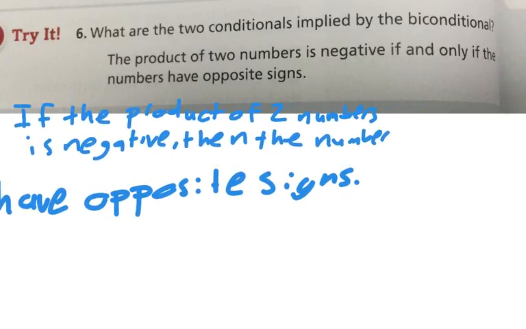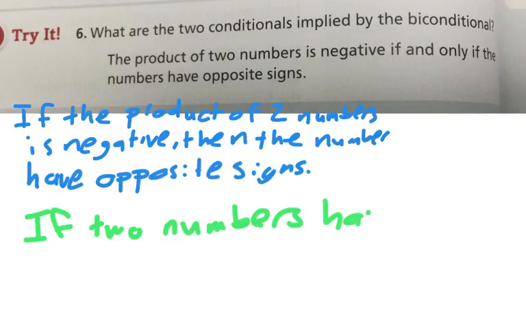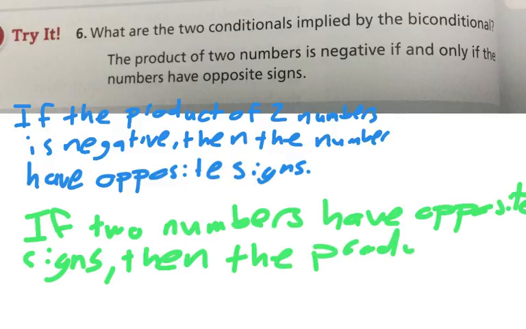And then what's the second conditional statement? If the numbers, so let's say this, if two numbers have opposite signs. That just sounds a little bit better. Then the product of the numbers is negative.